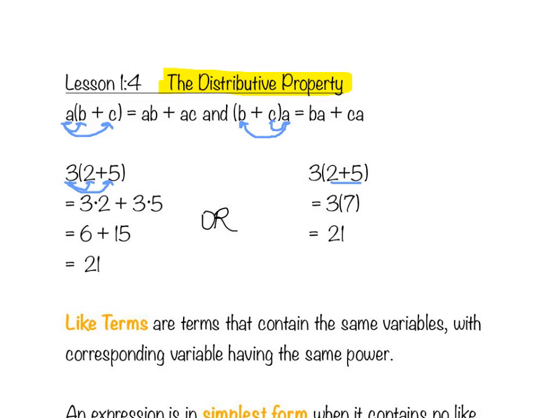We'll use distributive property to simplify expressions that have variables. We'll also use it when we're dealing with numbers to facilitate mental math, and I'll show you that in a moment.